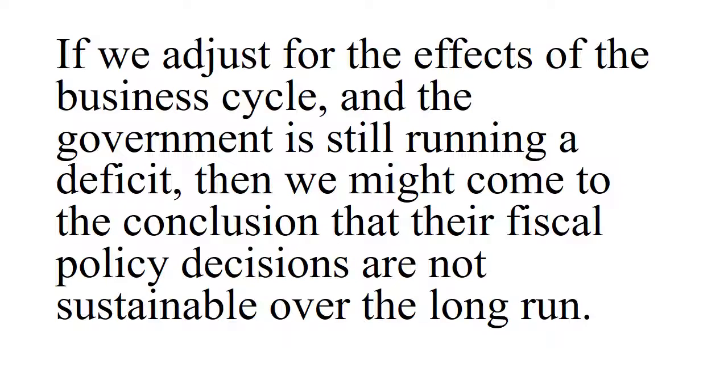If we solve for the cyclically adjusted budget balance, and we remove the effects of the business cycle, and we still have a deficit, that tells us that there is a mistake. Either our tax revenue isn't enough, or the amount of government spending or government transfers is too much. And we can see that whatever we're doing is not sustainable, and therefore we need to make a change.